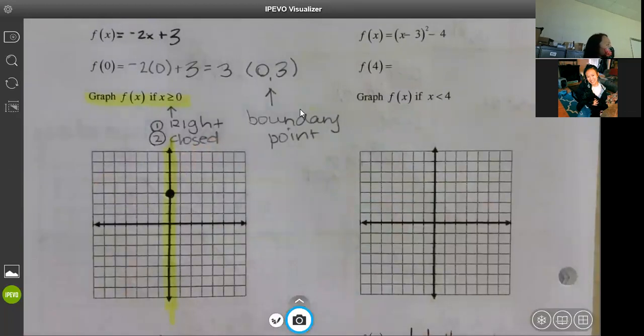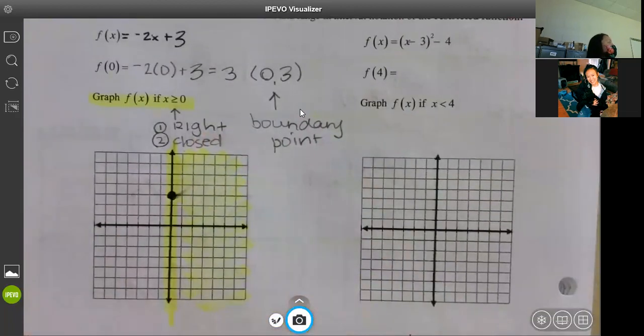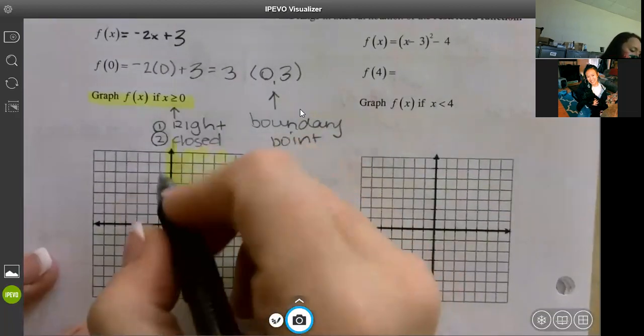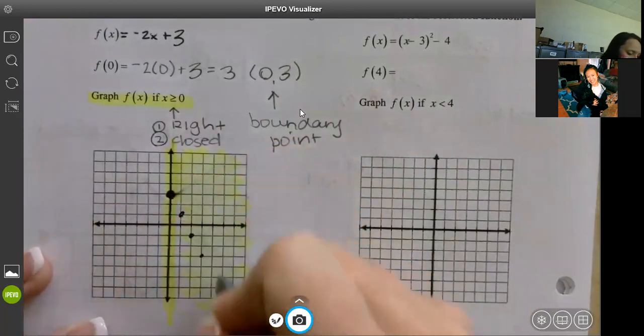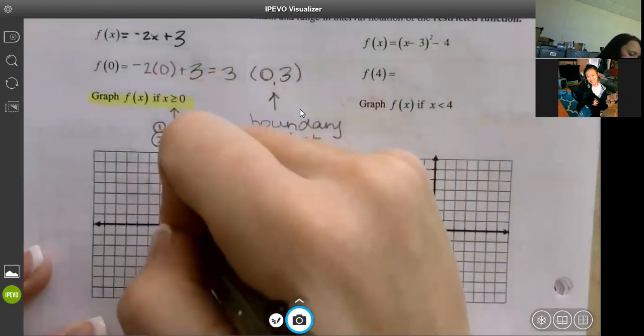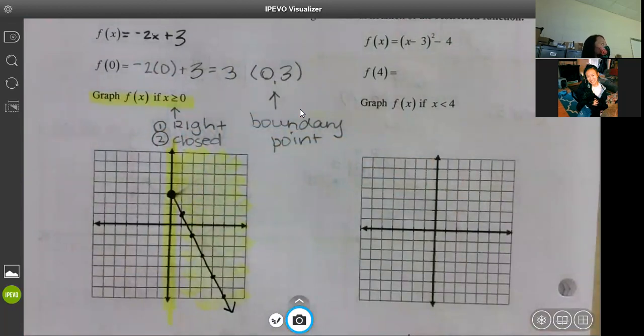The next thing I need to do is finish graphing. How do I finish graphing this? We have a slope of -2. So what does that mean? Down 2 and over 1. And which side can I graph on? I can only graph on the right side. You don't have to highlight, I'm just showing you. That's what it tells you. So I'm going to go down 2 and over 1. So what we did was restrict this graph to the right side of x equals 0.